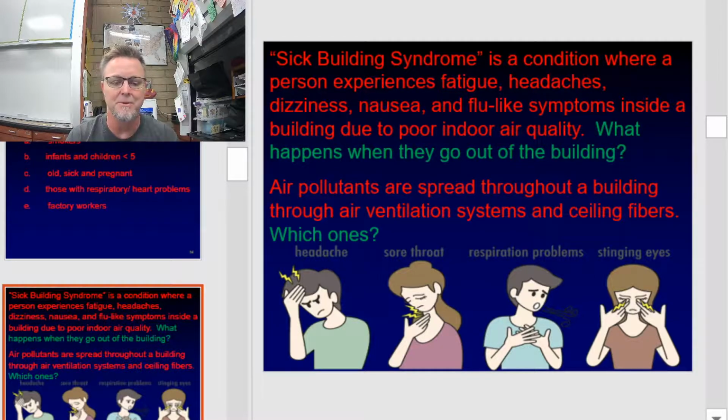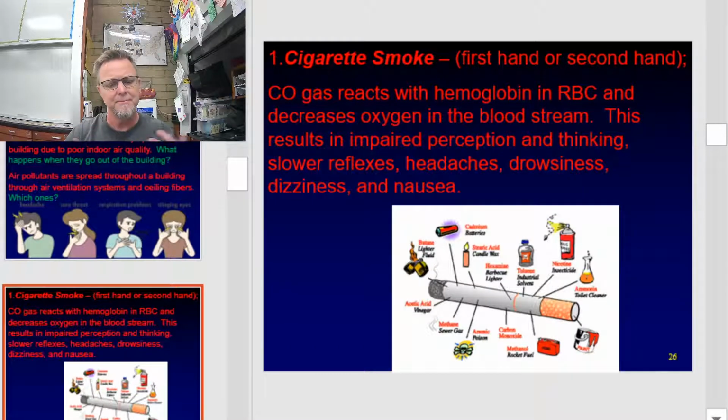Air pollutants are spread throughout buildings through the air ventilation systems and even ceiling fibers that can be falling from tiles and insulation that's right above your head. Cigarette smoke is a serious concern for indoor air pollution. Not only does cigarette smoke produce PM 2.5, but there's all kinds of other stuff, if you look at that picture, that comes off of the end of a cigarette as it's smoked. So PM 2.5, there's formaldehyde, there's other toxins, carbon monoxide.